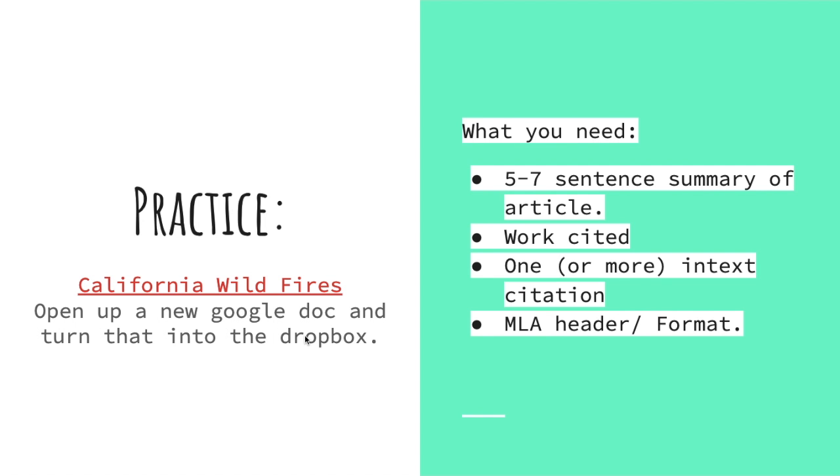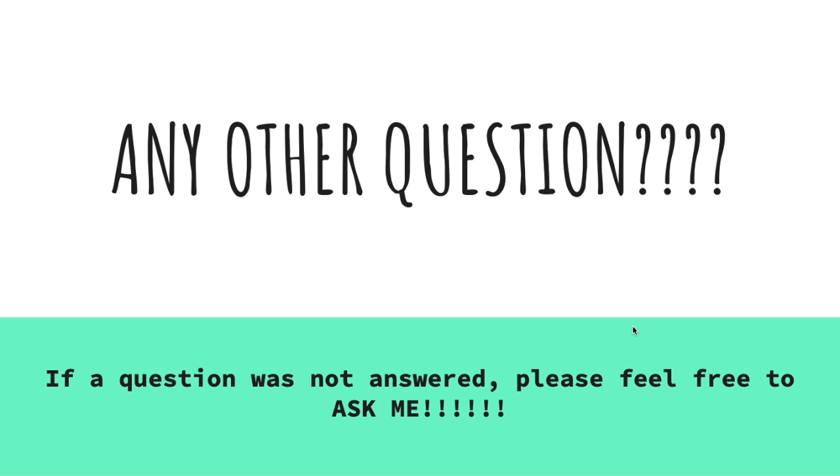So here's how you guys are going to practice. You're going to write a 5 to 6 sentence summary of this article right here. Open up a new Google Doc and just drop it in there. You'll need your works cited, so you're going to cite this article. And then you'll need at least one in-text citation to show me that you understand how to do that. And then just make sure you have your MLA header and format. If there's any questions, please ask. I know this is kind of confusing from afar, but we're going to practice it a lot over the next couple of weeks.